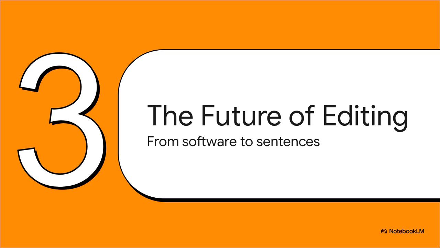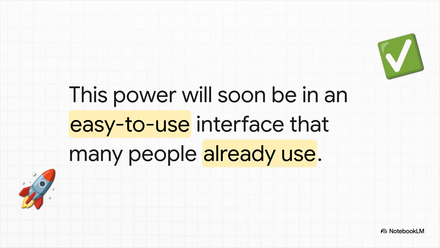Okay, so even with the occasional weird result, let's just zoom out for a second. What does a tool this powerful actually mean for the future of making stuff? We are talking about a massive shift away from complicated software to just plain English. And here's the best part, it's not going to be stuck in some clunky battle mode forever. Word on the street is that this technology will soon be built right into an interface that many of us probably already use every day. This kind of power is about to get way, way easier to access.